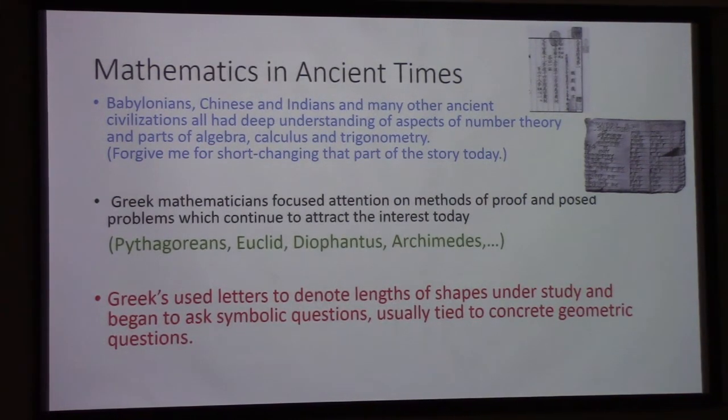One of the differences between now and then, though, is that in ancient times, that mathematical knowledge was really isolated to a select core group of elite individuals, right? But it is certainly true that the Babylonians, the Chinese, the Indians, and many other ancient civilizations did have understandings of number theory, parts of algebra, calculus, and trigonometry.